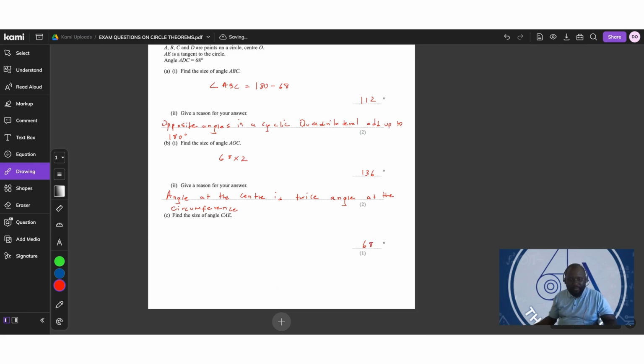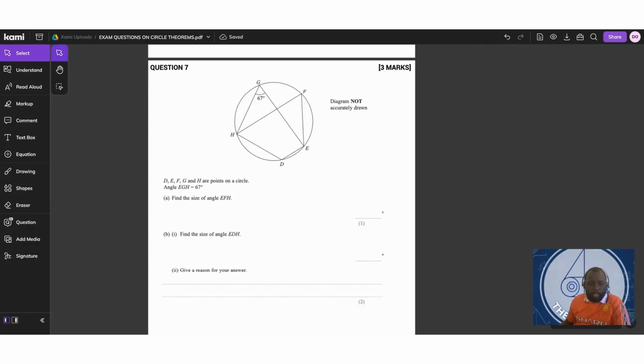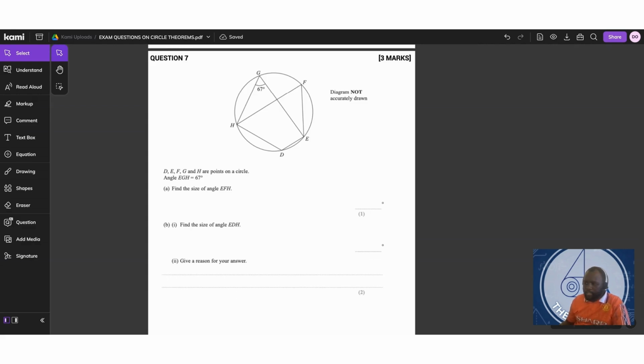And that is another very good sum. So let's move on. Okay, now let's look at question 7. Question 7 is just 3 marks, with one question solved on its own, and then for the second question we give a reason for our working.